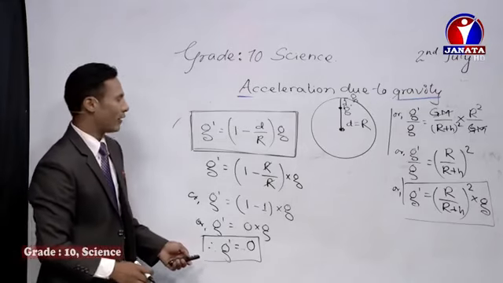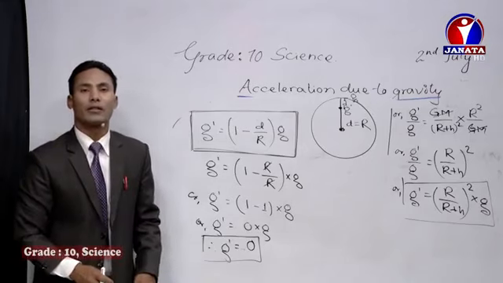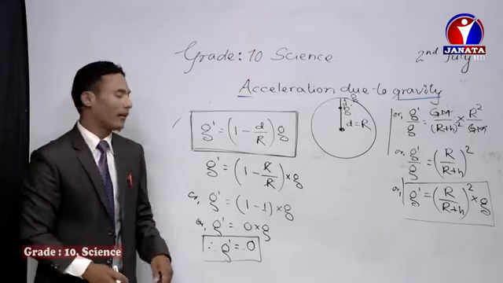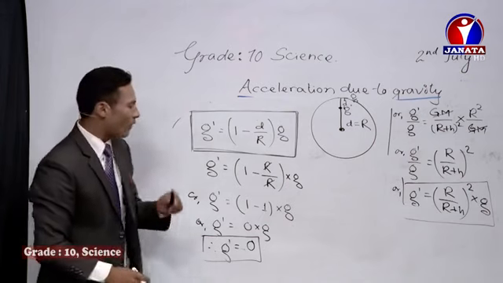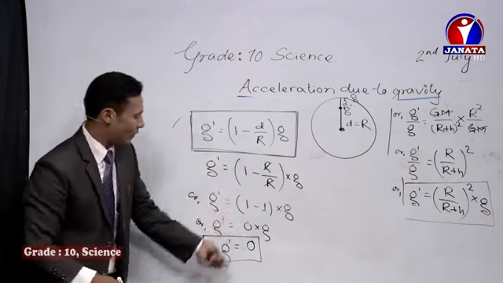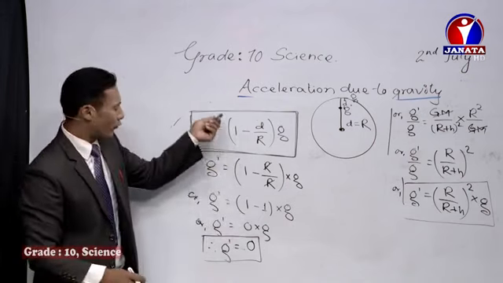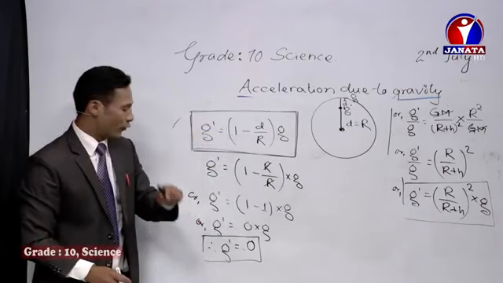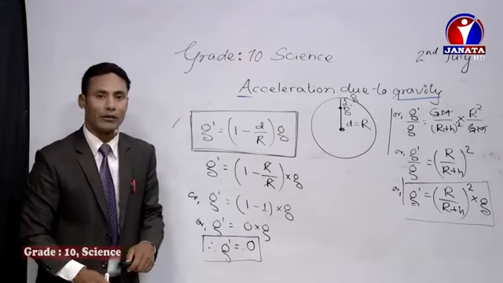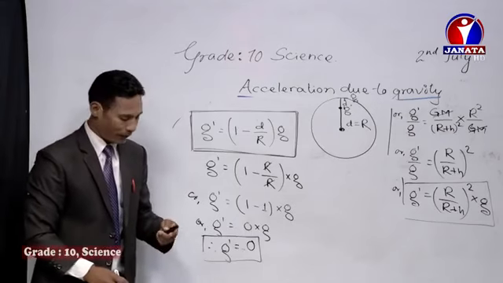The question may come: at which place of the earth is the acceleration due to gravity 0? Then at the center of the earth the acceleration due to gravity is 0. And why the value is 0, I have derived this. So you can follow this procedure for answering why the acceleration due to gravity is 0 at the center of the earth.